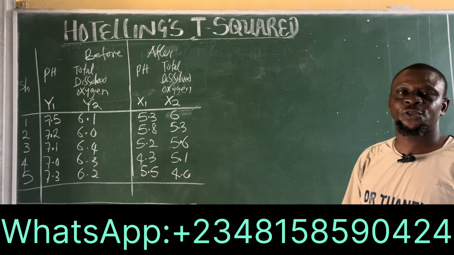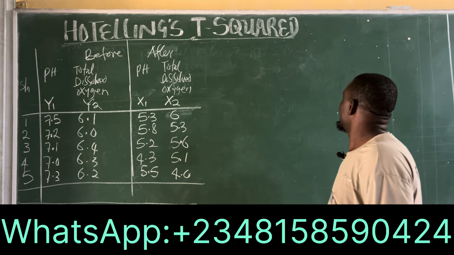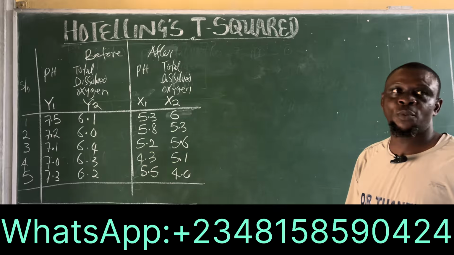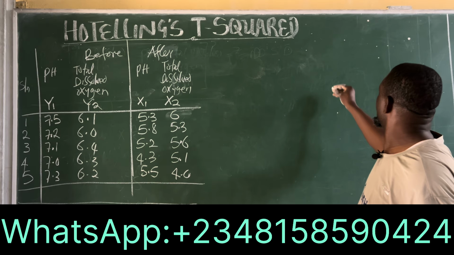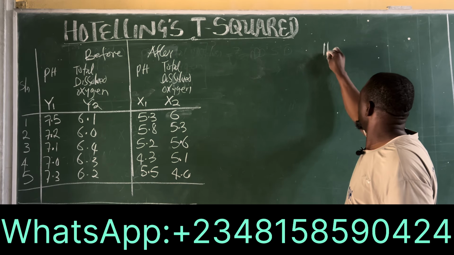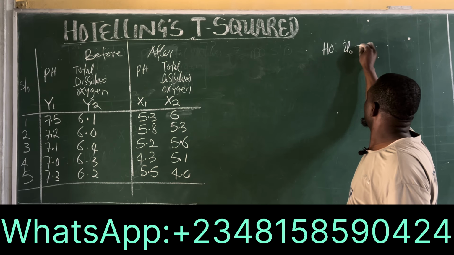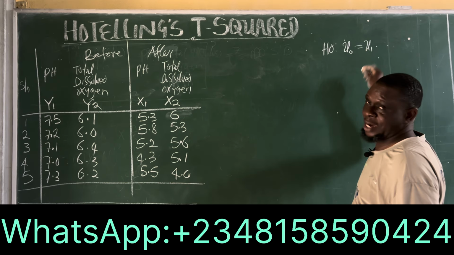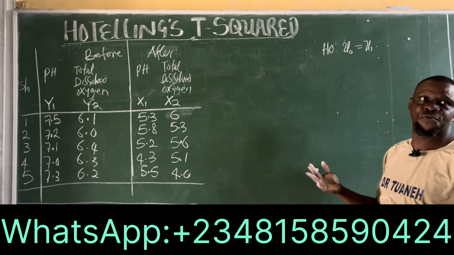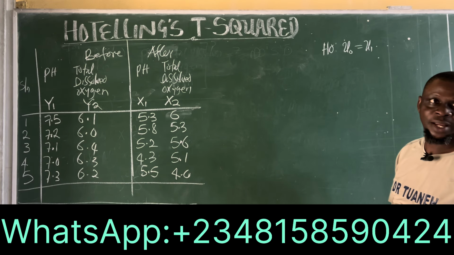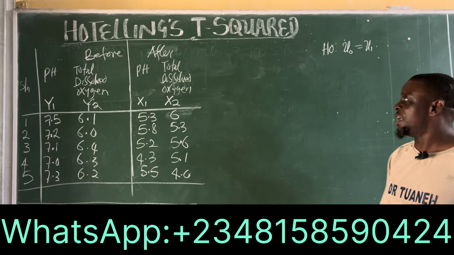Now, for us to conduct Hotelling's T-square, one, we must write the hypothesis. And what is the hypothesis? We will say that H0, that our mu naught is equal to mu 1. Now, what are we saying? We are trying to equate the mean before and the mean after. Are they the same? Remember that we are comparing multivariate variables.